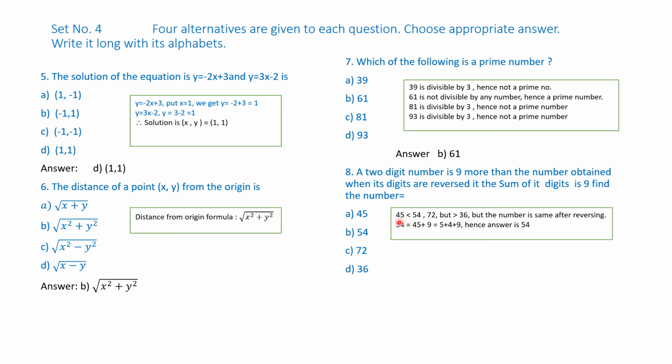45 is less than 54, and 72. But 45 is greater than 36. The number is the same after reversing. So 45, if you reverse it, becomes 54. But 54 is 9 more than 45. That is, 54 is equal to 45 plus 9. Hence the answer is 54. If you reverse 54, it becomes 45, and the sum of 5 plus 4 is 9. That is the answer.